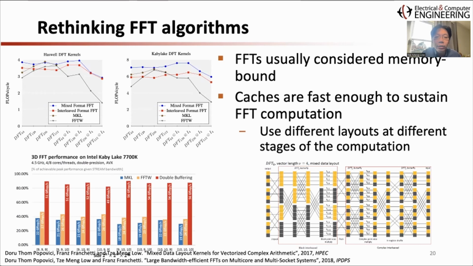And on the bottom left, what you see is the performance compared to MKL and FFTW on Intel Kaby Lake. We often get a significant boost with the double buffering approach, where we use one thread to bring in the data and then the other thread to do computation. And we know that one thread is sufficient to do computation because, again, if you look at the top two plots, with one thread, the caches are fast enough to actually sustain the rate of computation. So we actually don't need to use more than one thread for computation.